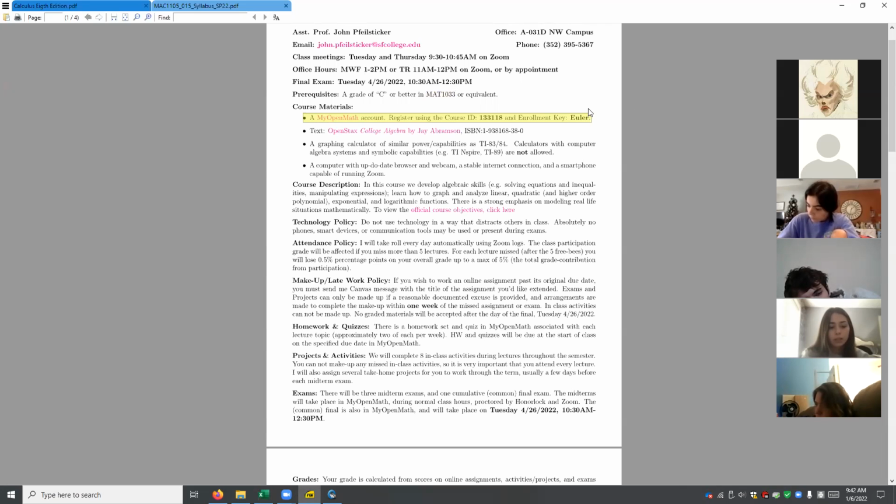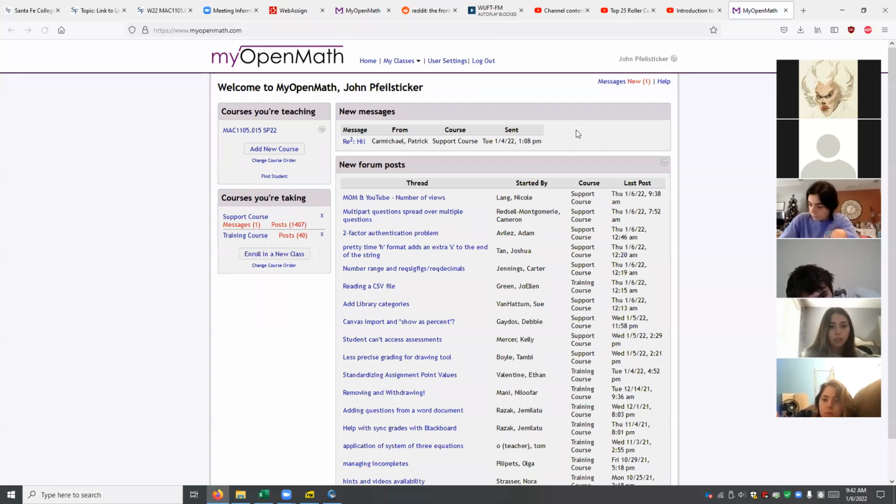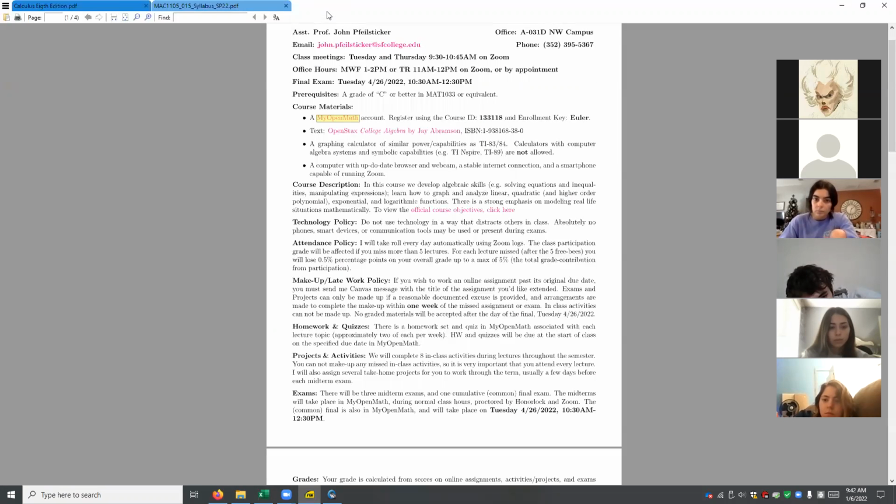And it is beautiful because it is free. So you don't have to pay anything for an access code. Isn't that nice? In order to get into MyOpenMath, you can click this link or just go to myopenmath.com. If you have not registered, sorry, I'm currently logged in, but if you have not created an account, there will be a login page there where you can create a new account.